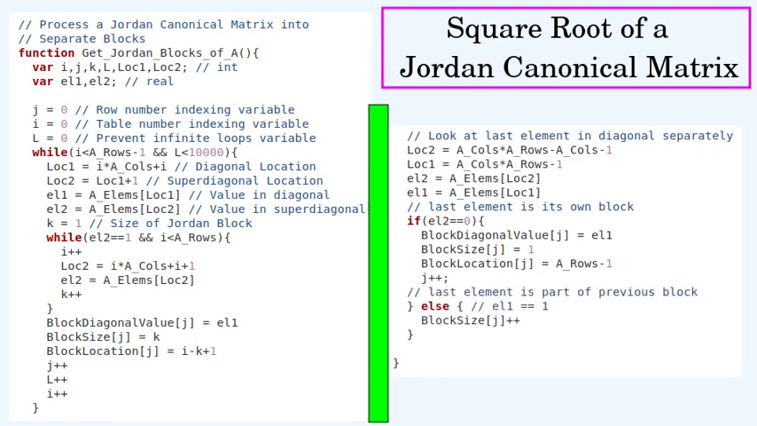Otherwise, if the superdiagonal entry above it is a 1, then it's part of the previous block, and will increase the size of the previous block in the table. And finally, we'll store the number of blocks in this global variable. And so now we've finished converting this Jordan matrix into a table of entries.